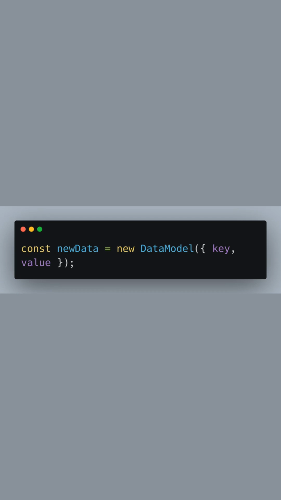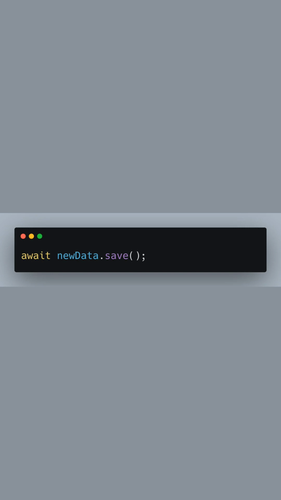We create a new instance of DataModel. This instance represents a new document with the key and value taken from the request body, which we'll be saving to the database. The save method is called on the new data instance. This is an asynchronous operation that returns a promise, saving the document to the database. Using await, we wait for this operation to finish before moving on.